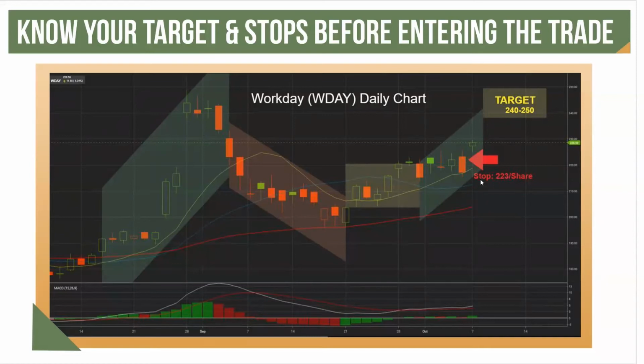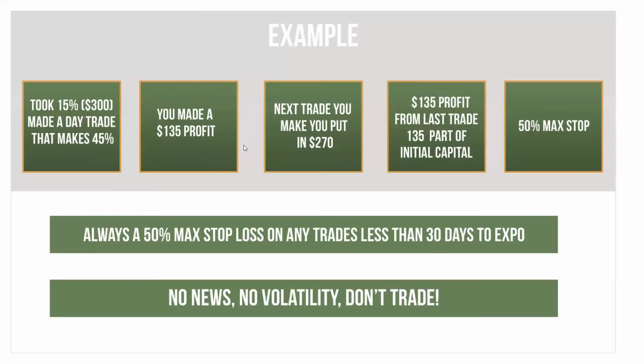If you know your targets and your stops, you could go into your brokerage account and put in there, hey, alert me when the stock breaks above $240, or alert me when it breaks below 223. And then once you get that notification, that text, that email, or it pops up on your trading screen, you know that your target has been met.